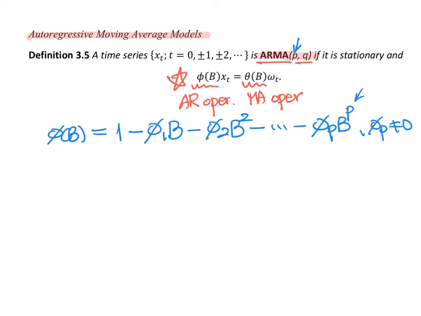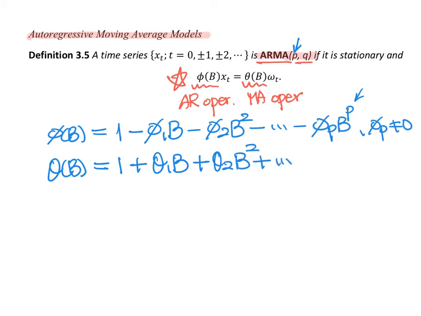And the other one is the MA operator. Theta of B was 1 plus theta 1 B plus theta 2 B squared, a linear summation, additionally up to theta q B to the q. The last theta q is not equal to 0, which guarantees the q terms.